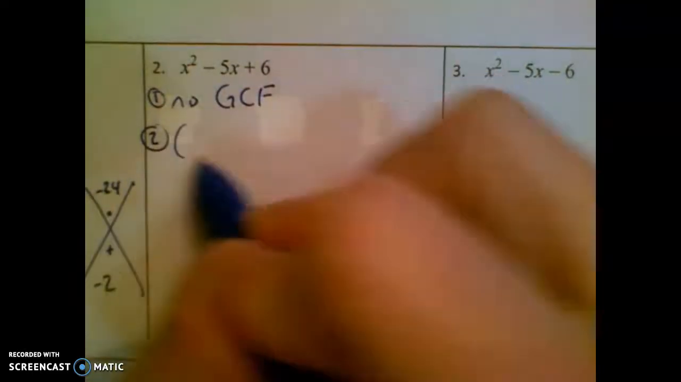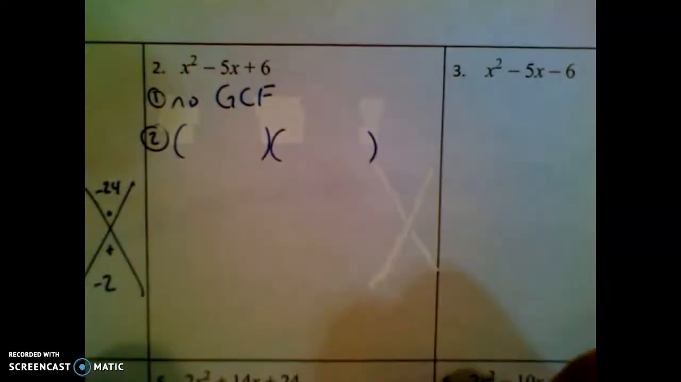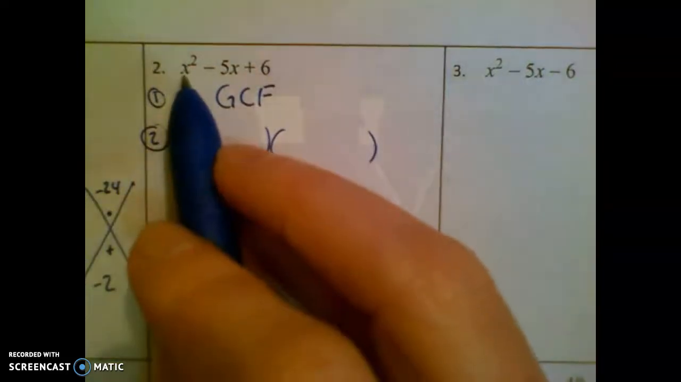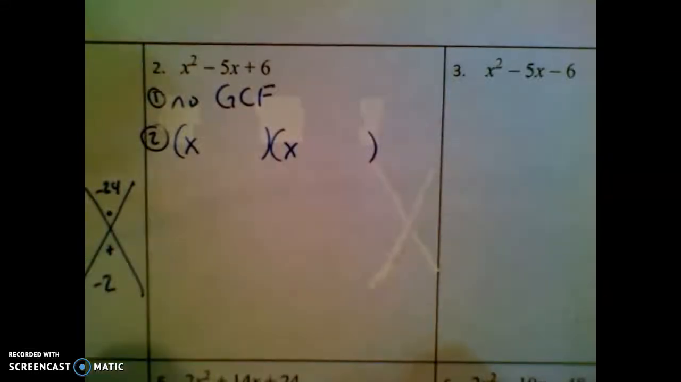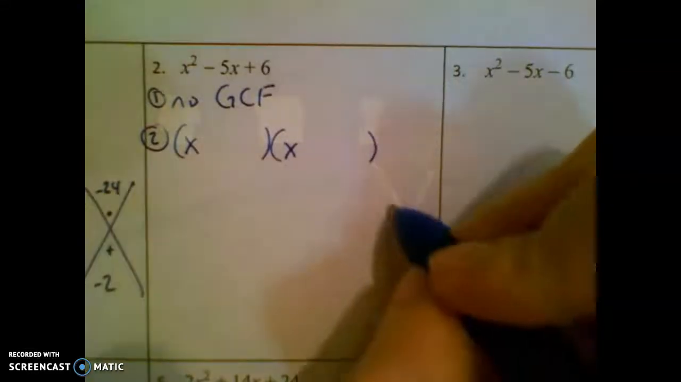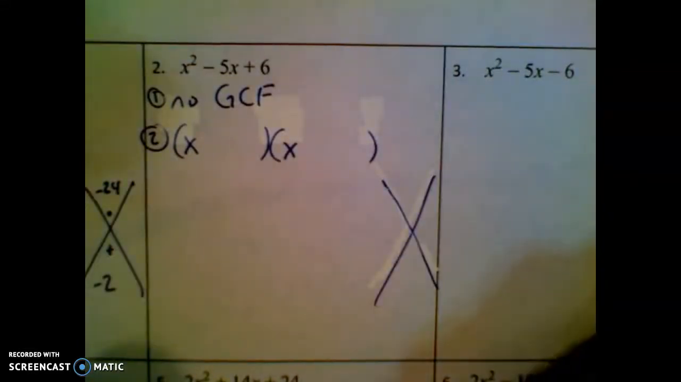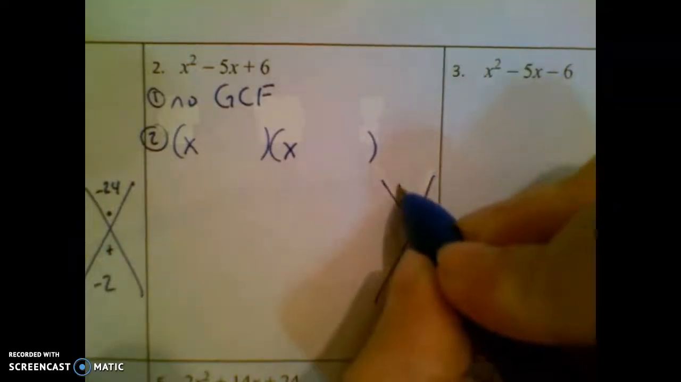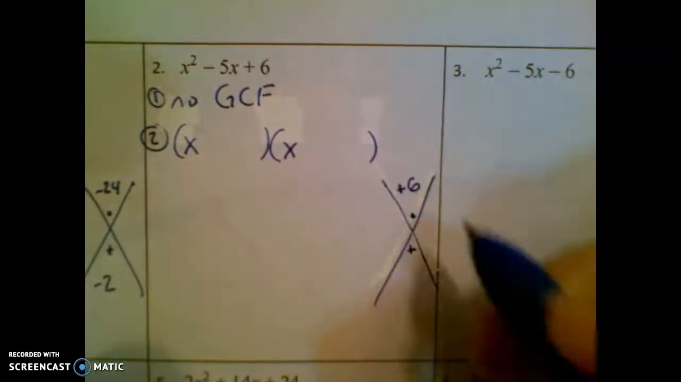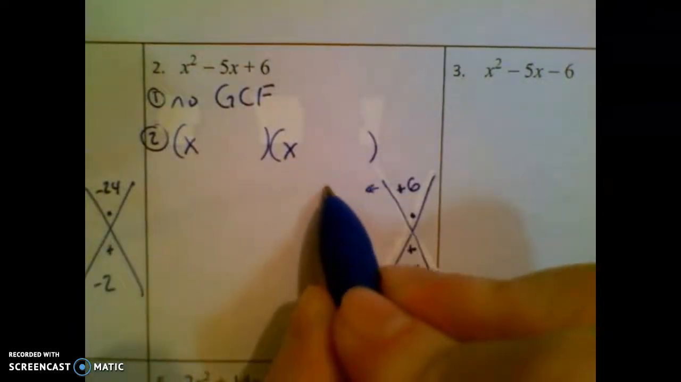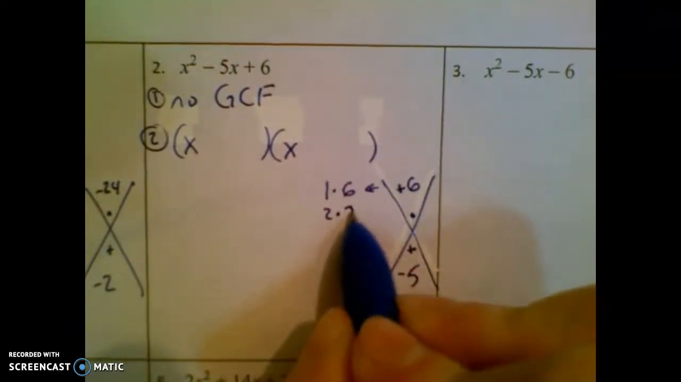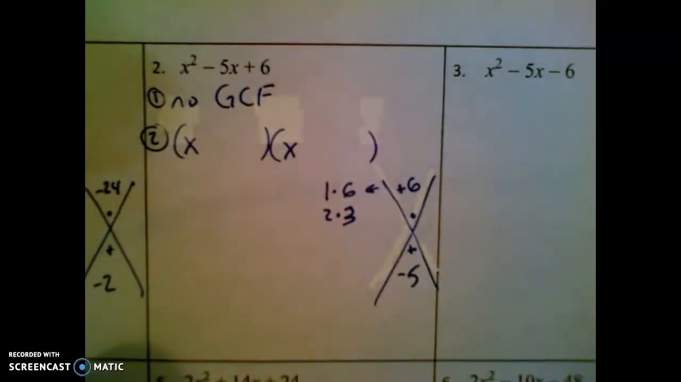So skipping ahead to step number 2, I'm going to go ahead and draw myself 2 sets of parentheses. And again, how do I get this first term? What times what is x squared? Well, x times x is x squared. Then to find the values, I'm going to draw myself that x. I'm going to say what multiplies to be a positive 6 and what adds to be that negative 5. Again, you're going to list your factors, 1 times 6 and 2 times 3. We've checked all our factors.